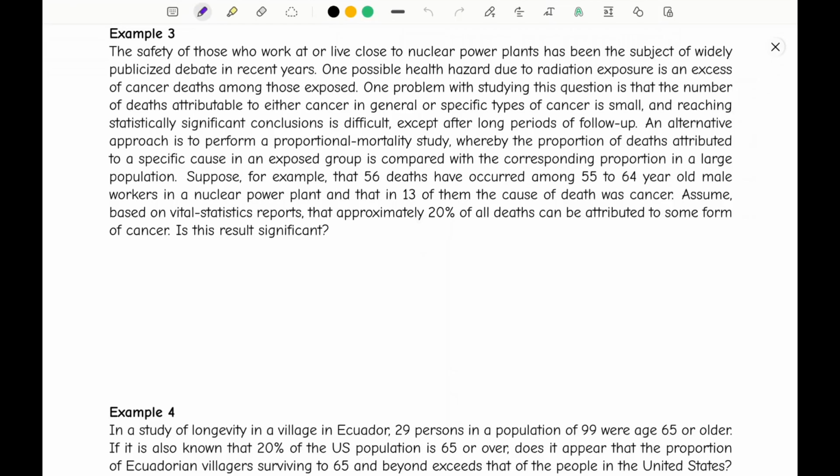Hello, this is example 3 from section 8.2.